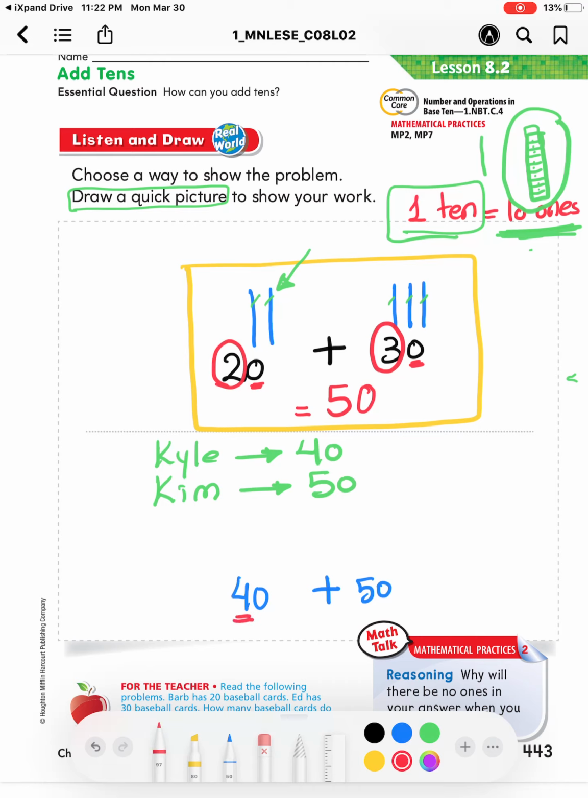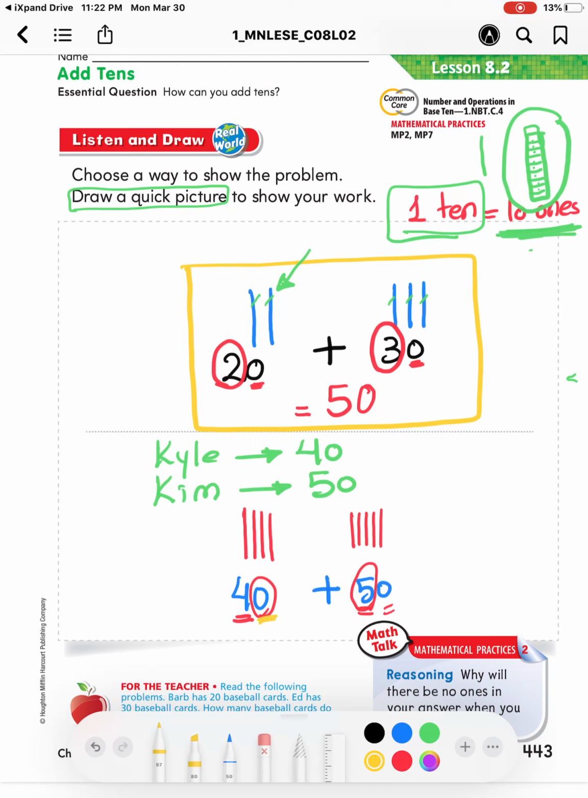Here we have how many tens? 4 tens and 0 ones. So we will draw the tens. 1, 2, 3, and 4. Here, what about the tens? We have how many tens? 5. So let's draw it. 1, 2, 3, 4, and 5. And we have 0 ones.